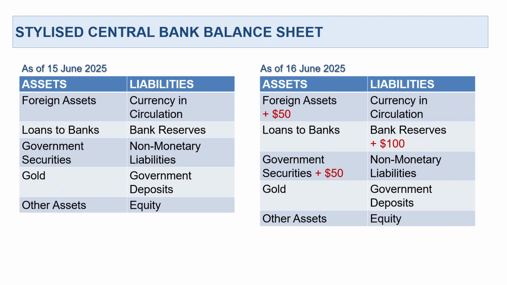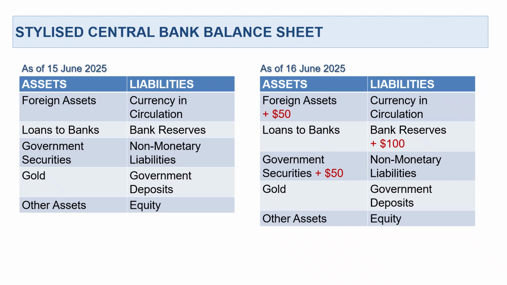To understand how central banks and commercial banks act as tango partners, we need to understand the structure of their balance sheets. So let me go through a stylized central bank balance sheet. I've shown the balance sheet of the central bank on two dates, as of the 15th of June 2025 and as of 16th of June 2025.